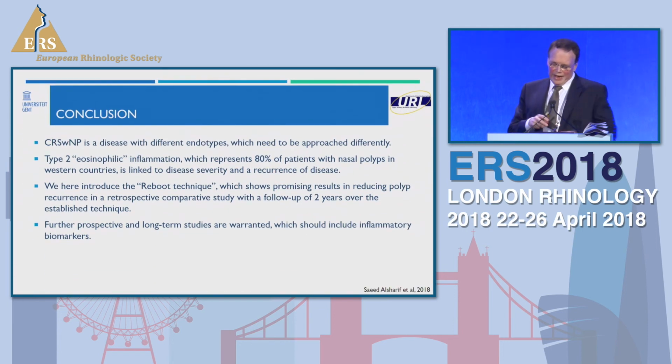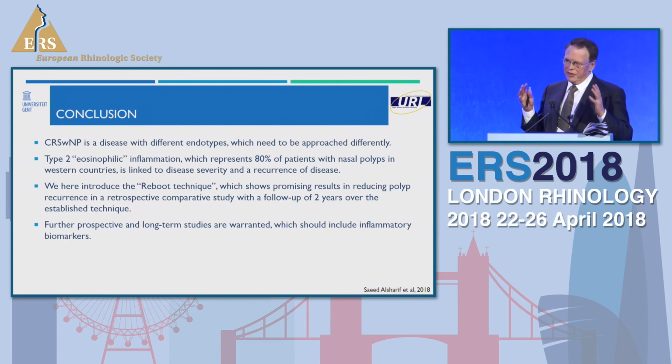So I think what we have to learn, and this is a challenge, but it's also a chance, is that we do not have to treat every sort of CRS the same way. We have to differentiate. And it's much about the endotype. We have to understand endotypes and then approach these diseases totally differently, because we don't want to overtreat or undertreat. Especially the type 2 inflammation is associated with disease severity, recurrence of disease, and here we do have to do more, and that's why we introduced this reboot technique.